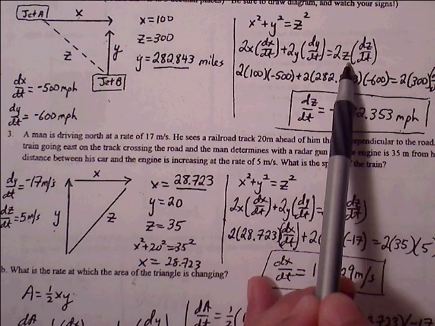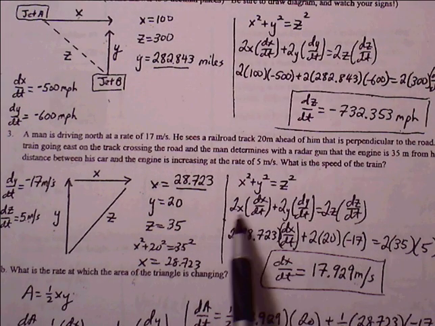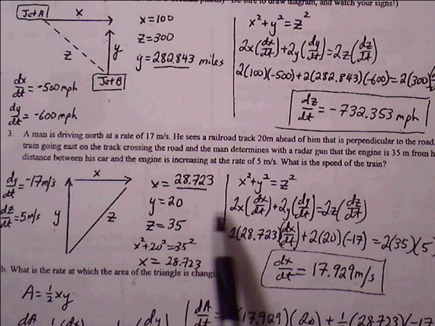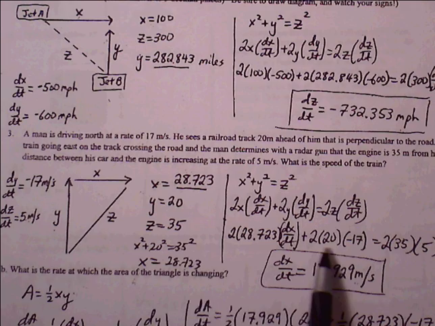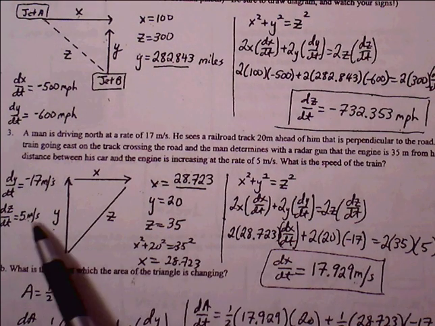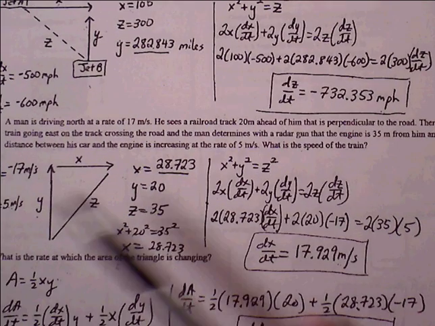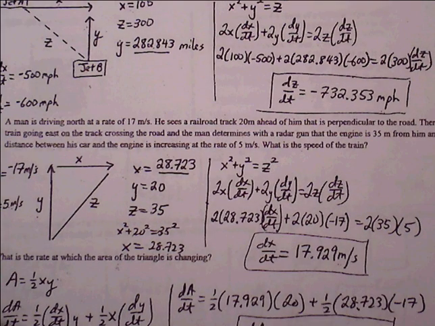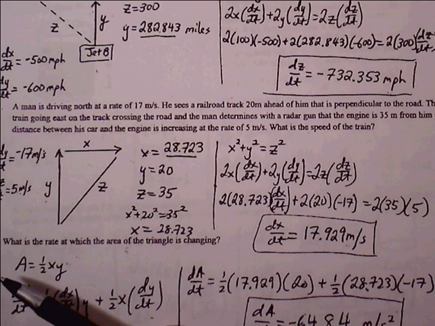So now we should have all the information that we need to plug into the Pythagorean theorem's differential equation, just like before. And then we start plugging everything in. So x gets plugged in, y gets replaced, z gets replaced, dy/dt and dz/dt get replaced, and the only thing that's missing is now dx/dt, which is 17.929 meters per second.